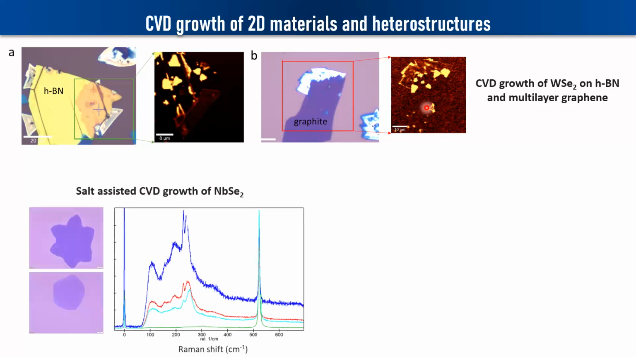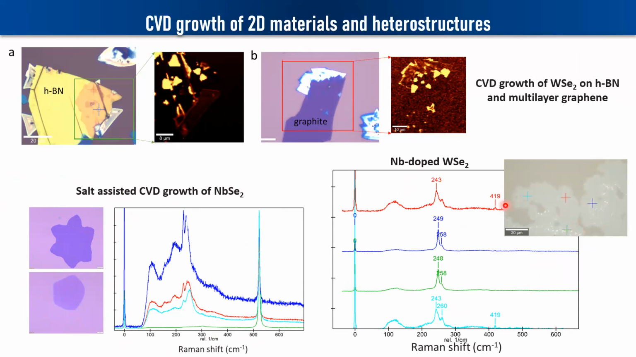Some of the other materials that we are looking into include NbSe2, the niobium selenide. These are some of the optical images and the Raman spectrum. This is for very thin layers, this is how the Raman spectrum looks, and this is how it evolves when you increase the thickness of the NbSe2. This is done using salt assisted CVD growth, because the precursor that we are using, Nb2O5, has a very high melting point. In order to reduce the melting point, we mix it with NaCl and then we grow, and we are able to see some growth of NbSe2.